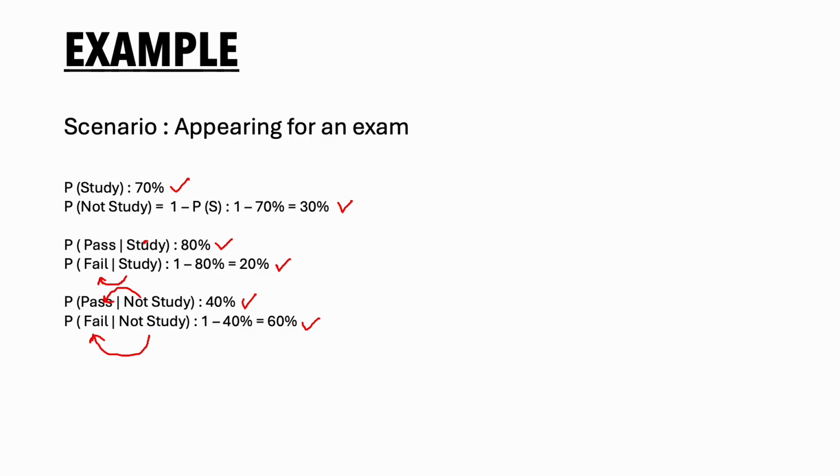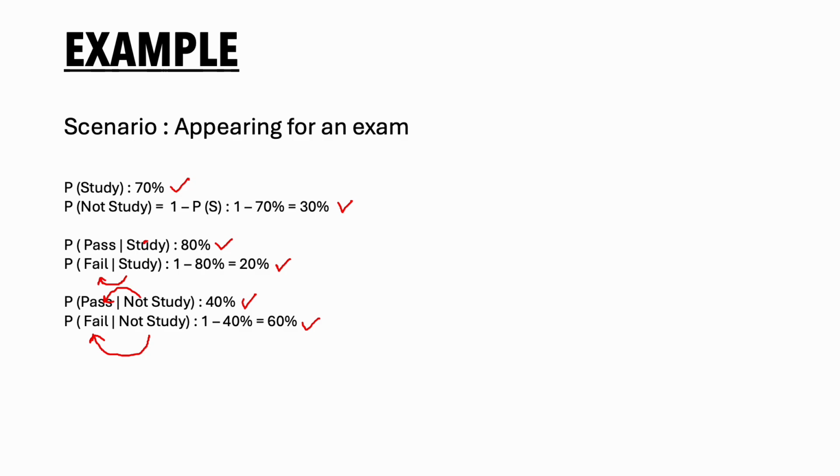Now, you meet me after the exam and you tell me, Mukul, I have passed. Now, I am curious. I want to know what is the probability that you have studied for the exam. I cannot say that the probability that you have studied for the exam is 70%. No. This is after you tell me that you have passed. Now I want to find out the probability that you have studied for the exam. This is different.